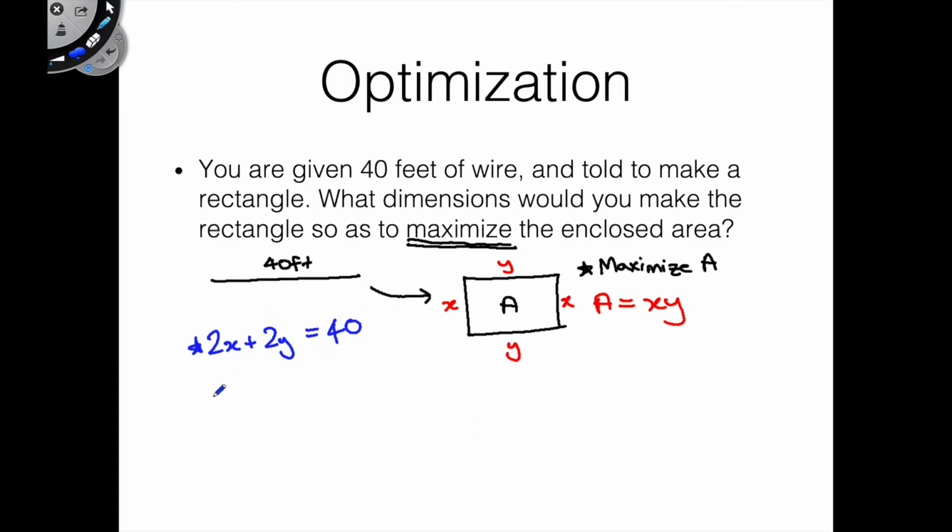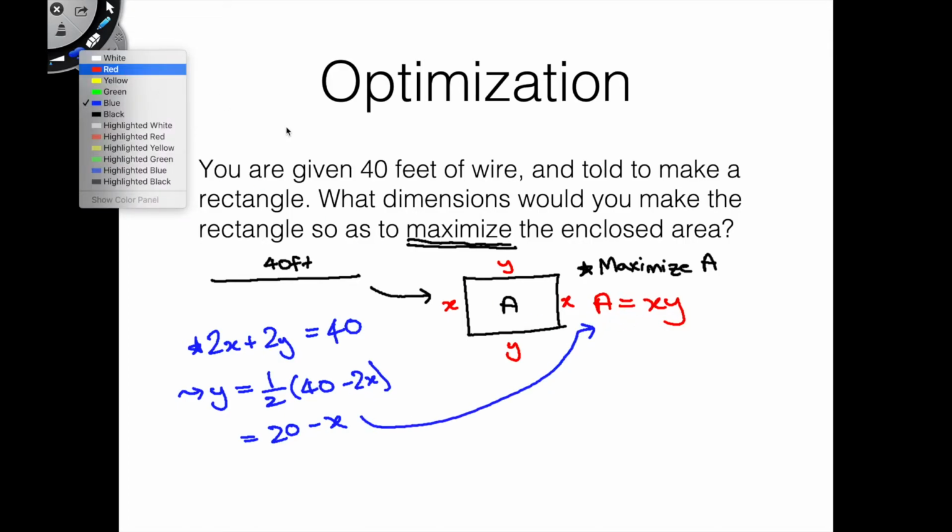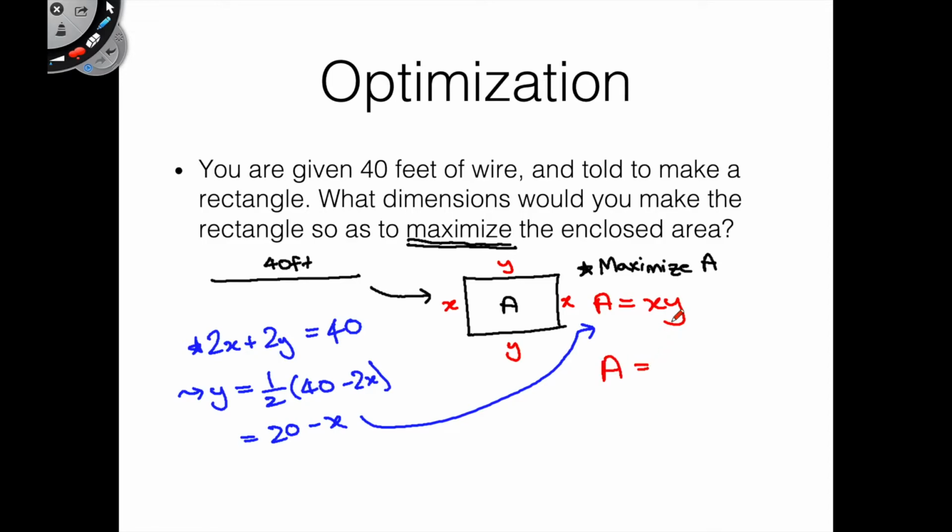Well, now what I could do is solve for one of these variables and plug it back in there. So let's solve for y. If we move the 2x over to that side and divide by 2, we get y equals 1/2 (40 minus 2x), which is simply going to be 20 minus x. And now we have an equation for y in terms of x. So now I can put that in here for y, and now I will have area in terms of just that one variable x. It'll be x times (20 minus x).